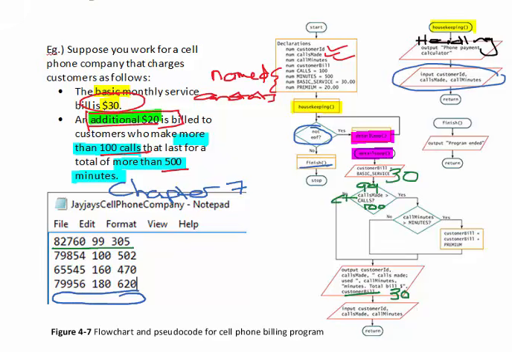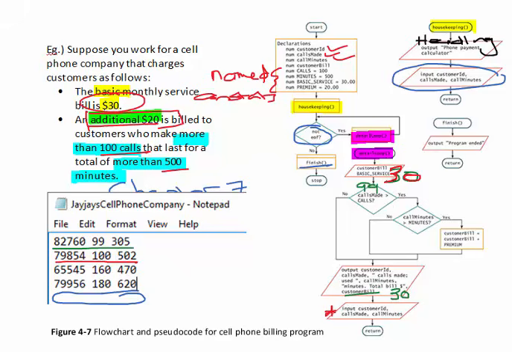Let's input our next one. I'll make it red. We're going to input 79854 into customer ID, 100 into calls made, and 502 into call minutes. Then we loop up to the top. Customer bill basic service is going to be $30, so we're starting at $30 again.